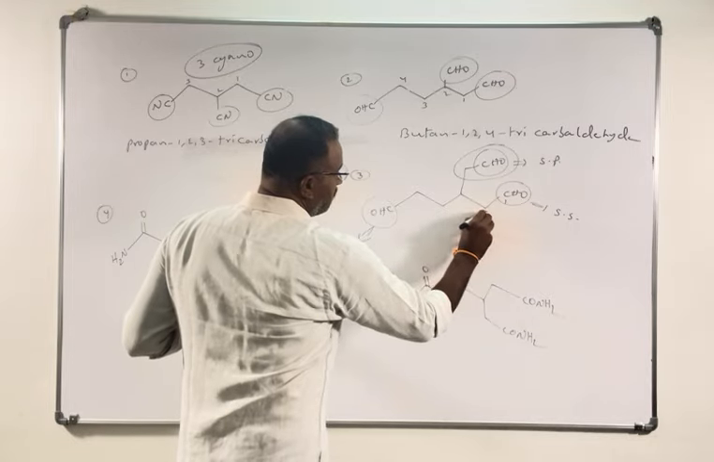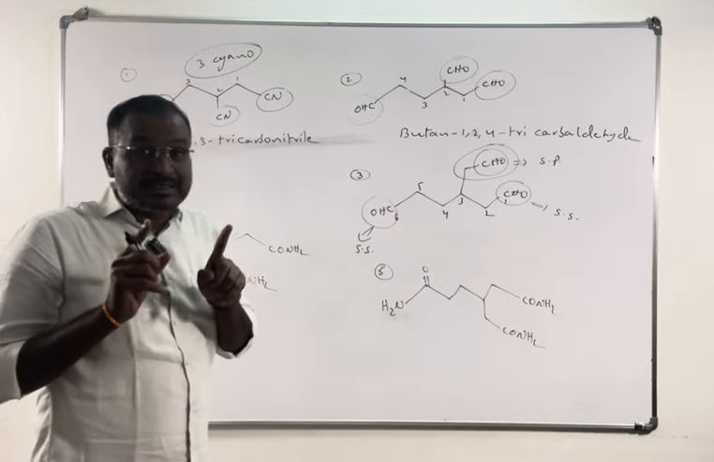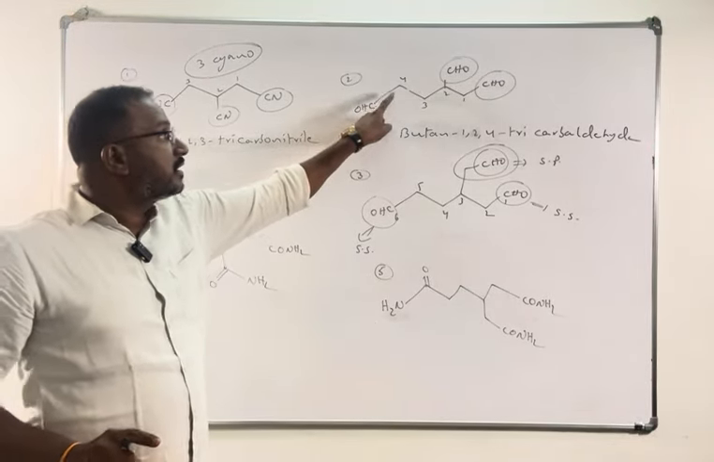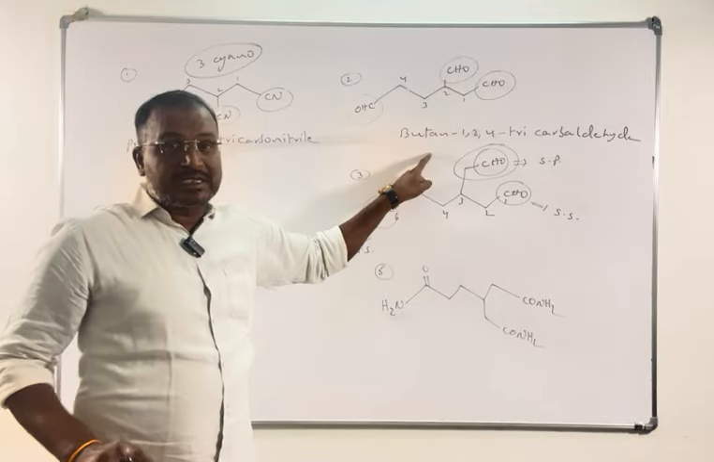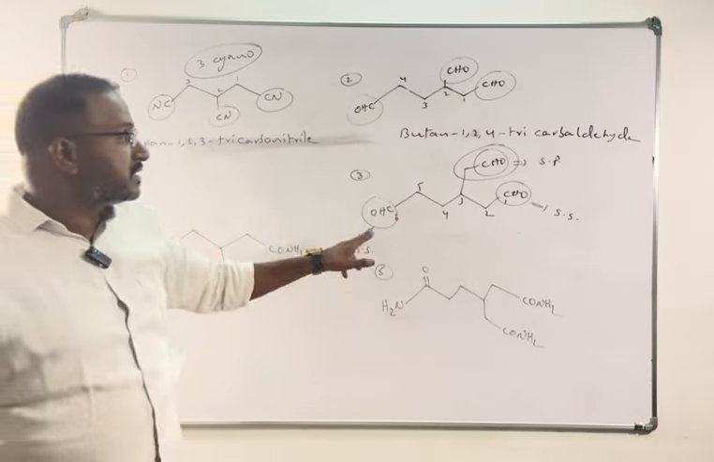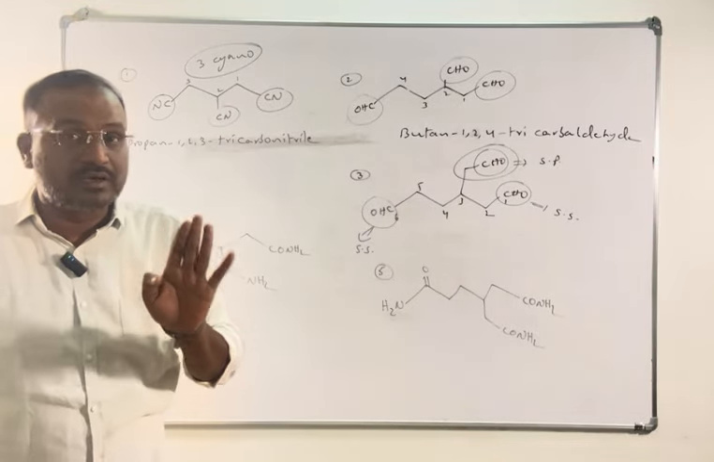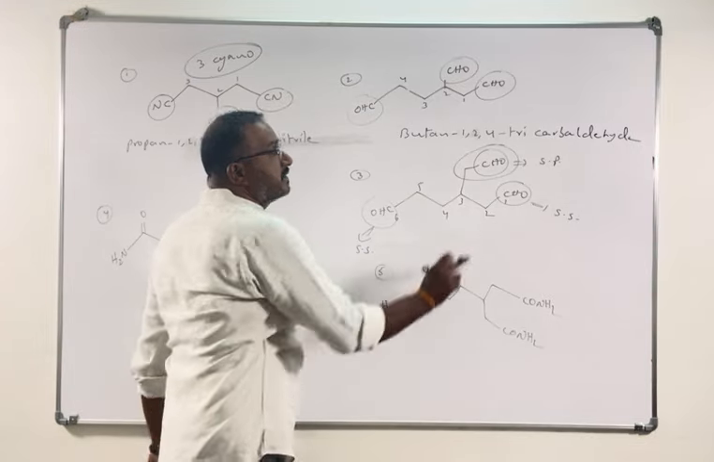So it is 1, 2, 3, 4, 5, 6. Please remember, I have not included the carbons here and here in this case, because 3 same priority functional groups are attached to the main chain. Here it is not attached, so I have to write like this. 6 carbons are there in the root.